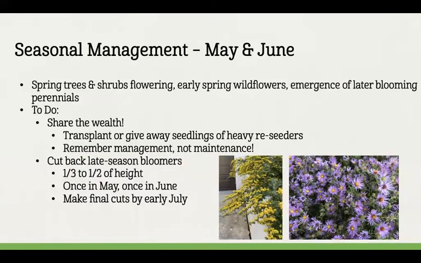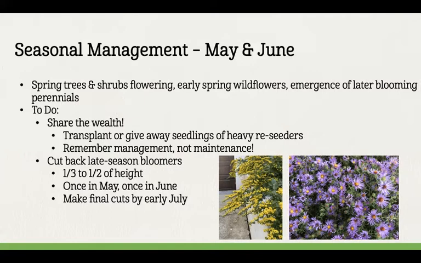Also during this period, we can cut back those late season bloomers, things that don't bloom until the fall. We're going to remove 1/3 to 1/2 of the total height of the plant. And we can do this twice. You can do it once in May and once in June, but make your final cuts by early July.